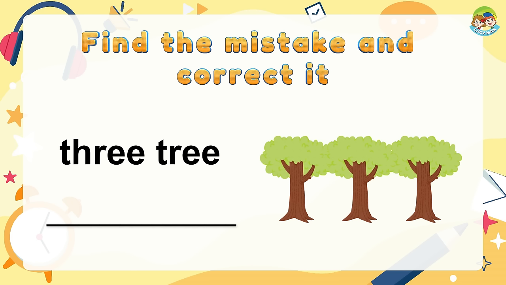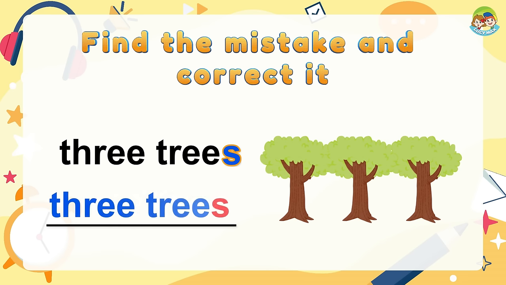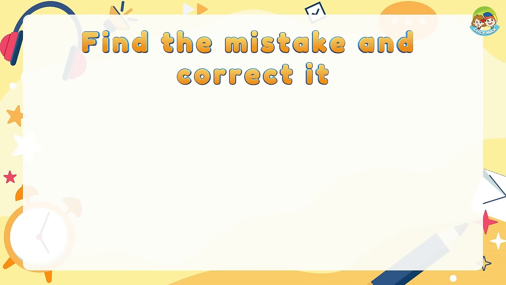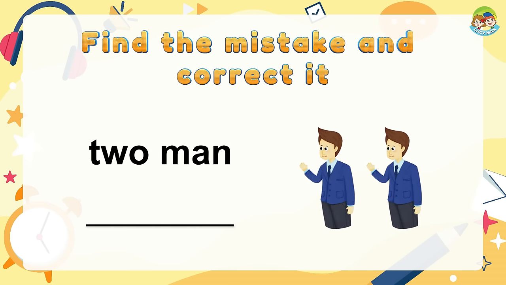Three tree. Three is more than one. So we have to add S to the word tree. The answer is three trees. Two man. Man is an irregular plural noun. We change it to men. The answer is two men.